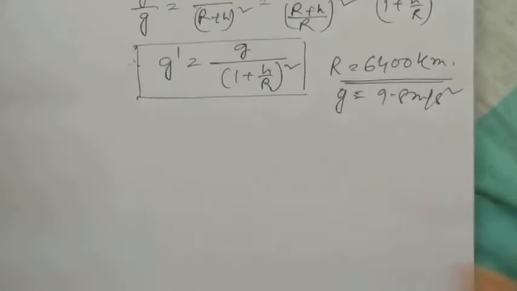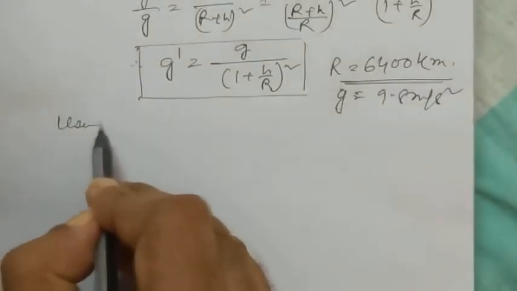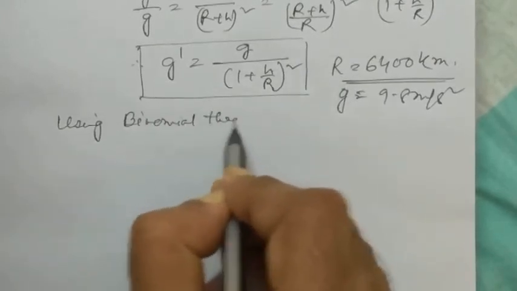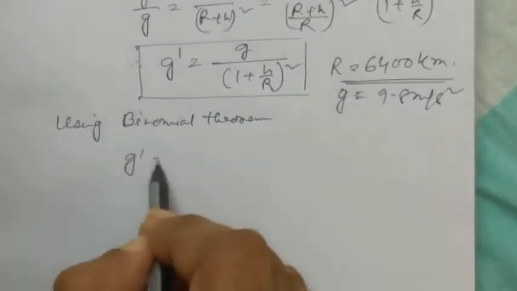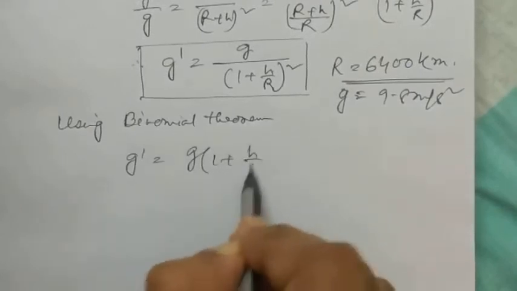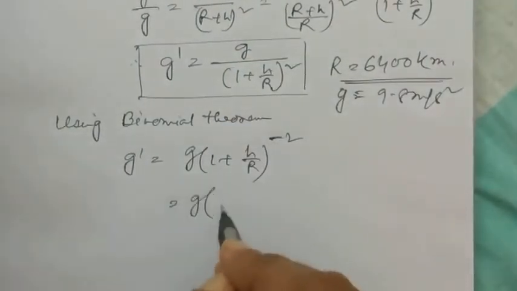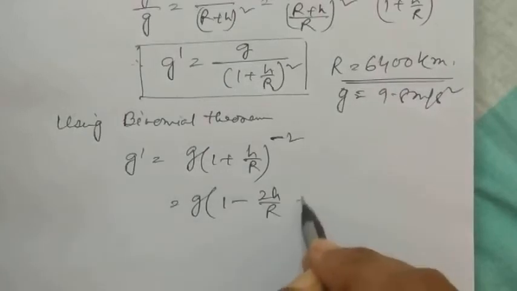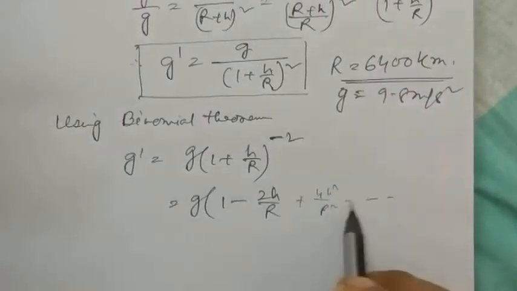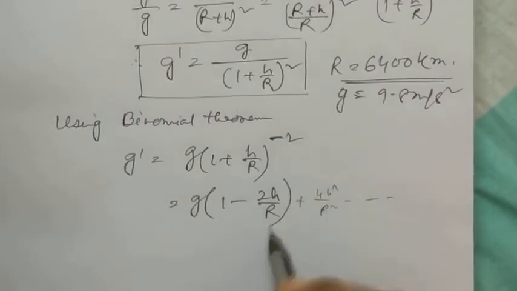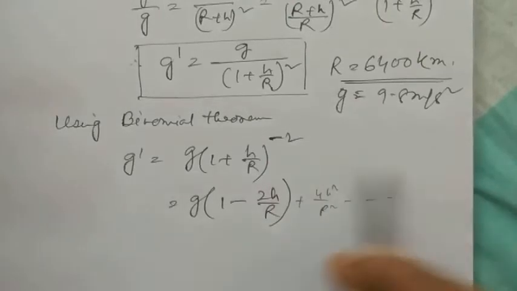Now using binomial theorem, we can deduce another formula. Taking 1 plus h by R from the denominator to the numerator, it will be to the power minus 2, and expanding it binomially we get 1 minus 2h by R plus 4h square by R square, and many more terms. We are going to neglect these terms and take the value up to 2h by R, because h by R is very small, so h square by R square will also be very, very small.